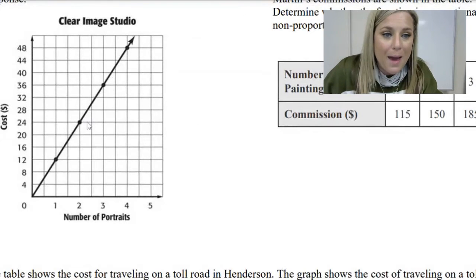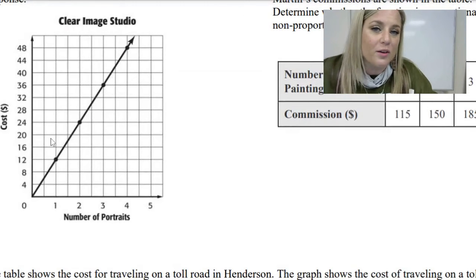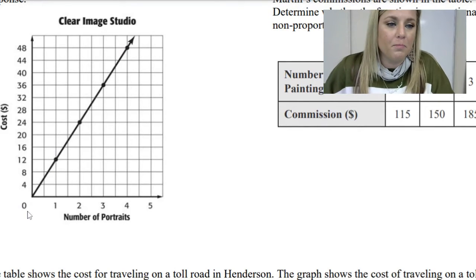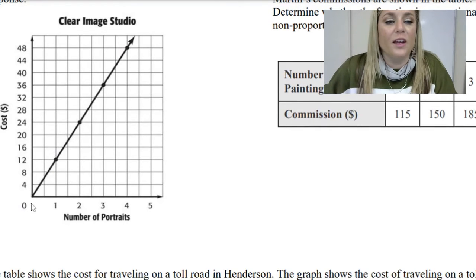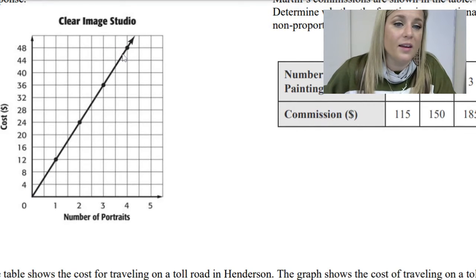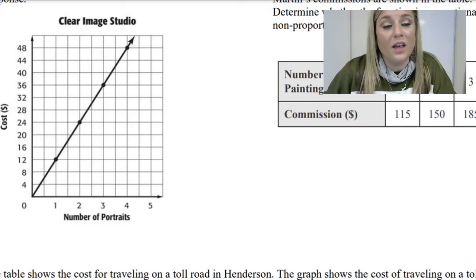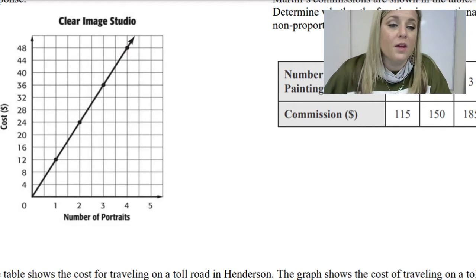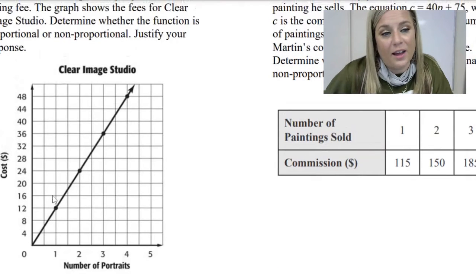Okay, so looking at just the graph right now, hopefully you can see my mouse. I never know until y'all start watching it. If you look at the graph, it is going through the origin, 0, 0, right down here. It is a straight line, and by the looks of it, this is a proportional function. But we need to check to be sure.